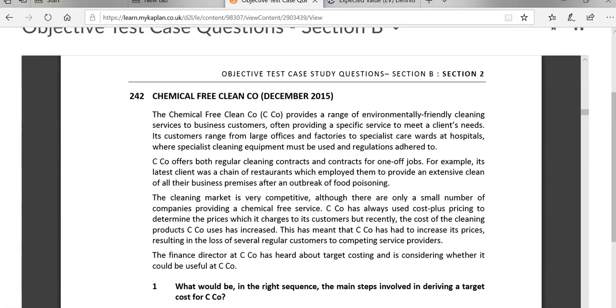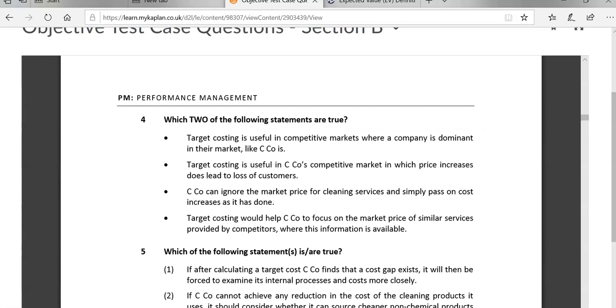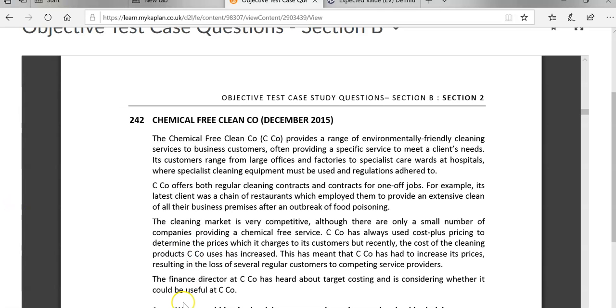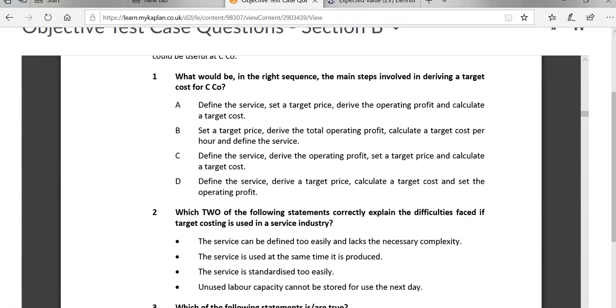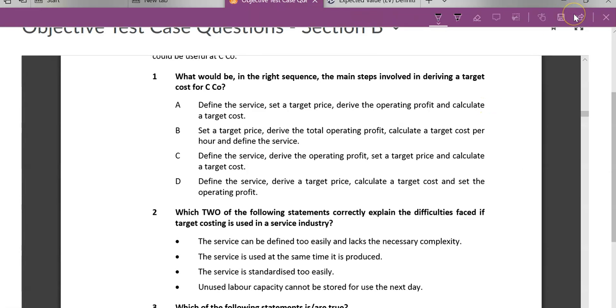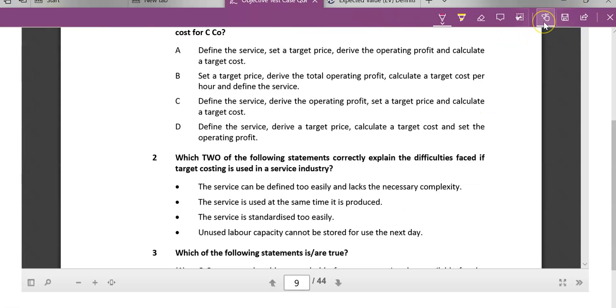It says that what they currently use is cost plus pricing, and they're thinking that it might be a good thing to consider target costing. So this is all really about the theory of target costing, to see how we use this. In terms of getting the sequence right, as you can imagine, it would make sense to first of all understand what it is you're trying to get the target cost for, right?